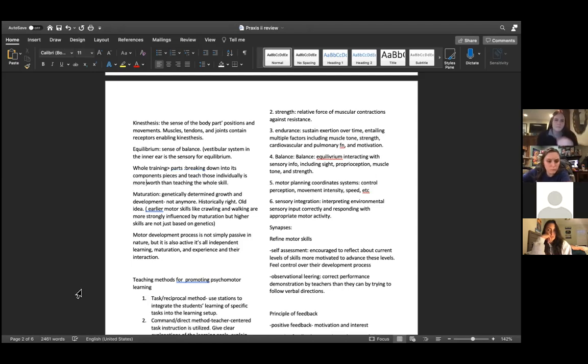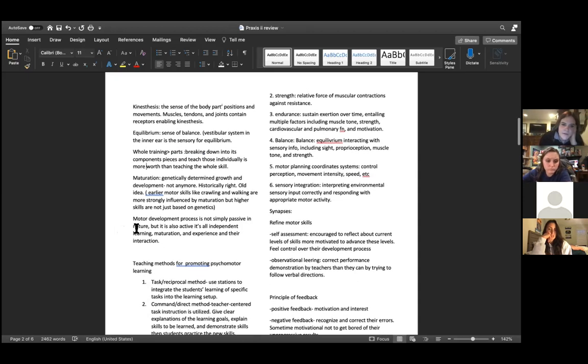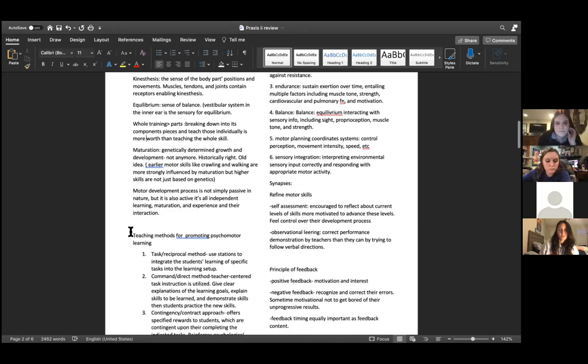Maturation, genetically determined growth and development. Not anymore. Historically, right, old idea. Earlier motor skills like crawling and walking are more strongly influenced by maturation, but higher skills are not just based on genetics. Motor development process is not simply passive in nature, but it is also active. It's all independent learning, maturation, and experience and their interaction.